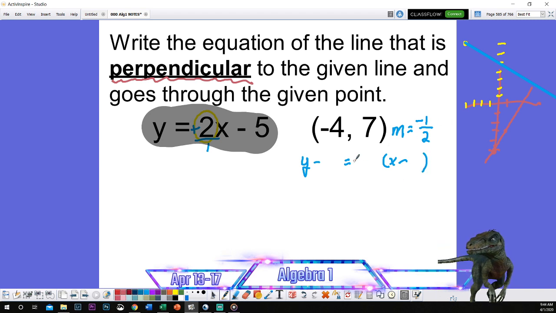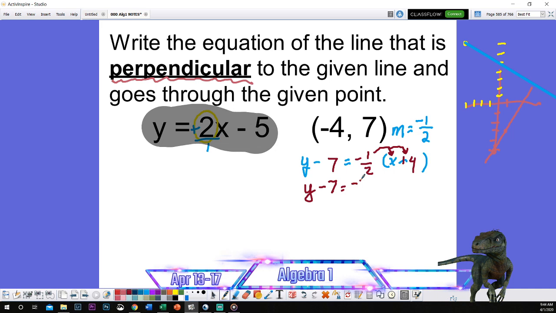Alright, m goes in the middle, x goes with x, y goes with y. I know there's a fraction here. Don't curl up into a ball and cry or anything. We're just going to distribute it right through. You probably have a calculator on you, and if not, you could hopefully figure out what half of 4 is.